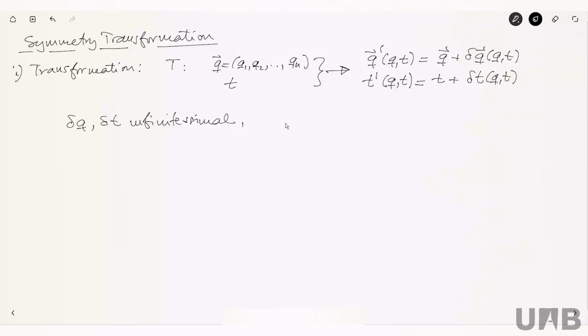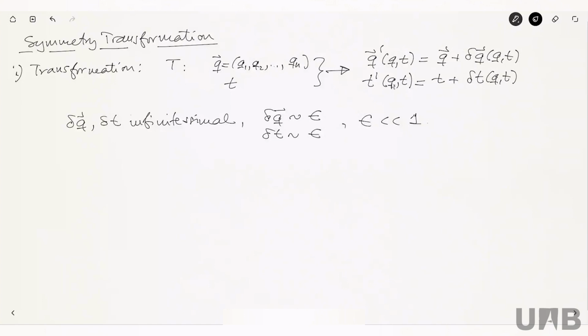In other words, delta q is going to be an epsilon, delta t is going to be an epsilon, and epsilon is much smaller than 1. And we are only going to consider changes to first order in this epsilon, to first order in this delta q. Okay? Now, the consequence of that is that I can say that q prime is a function of q, or I can also invert that and say that q is a function of q prime.